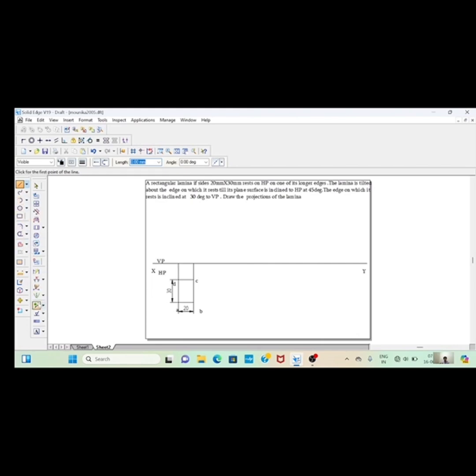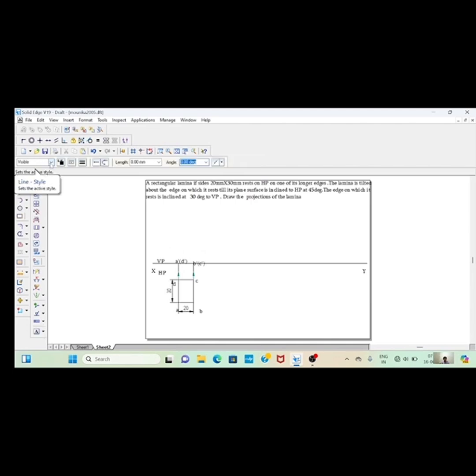Now go to leader and mark the arrows to the projected lines. Go to text box and mark the projected points as A dash, which is visible, and B dash, D dash, which is not visible, in the bracket, and also B dash, which is visible, and C dash, which is in the bracket.